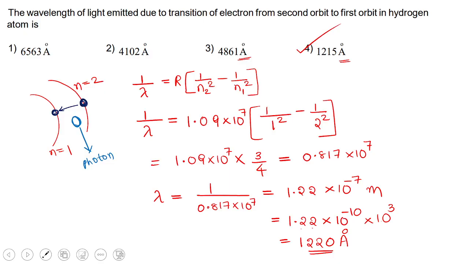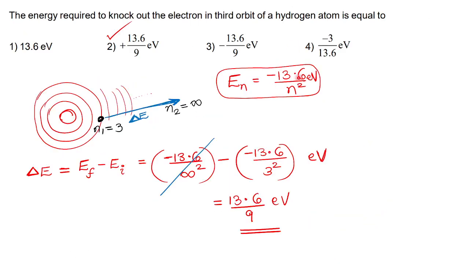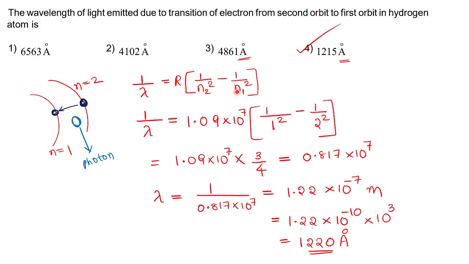Look at this question. All the questions are based on 1 by lambda almost. Either this formula, minus 13.6 by n square electron volt, or 1 by lambda equal to this formula. In most of the questions we require these two formulas. Yes, actually I discussed this, but it is a revision class.